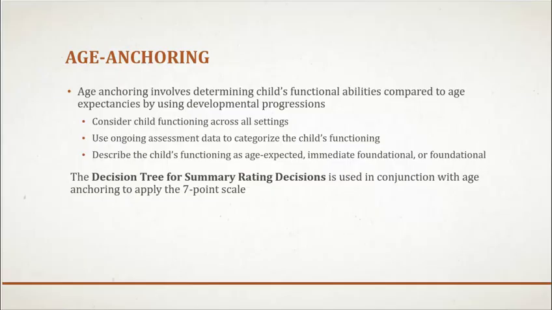your program uses. And then you describe the child's functioning as age expected, so meeting age level expectations; immediate foundational, which would be just before what you would expect the child to do based on their age; or foundational, which is a much lower skill level than you would expect the child to have based on their age. There is a decision tree for summary rating decisions that helps you make these decisions about how you should rate the child. That decision tree is also available on the Berea RTC website on the COS page.